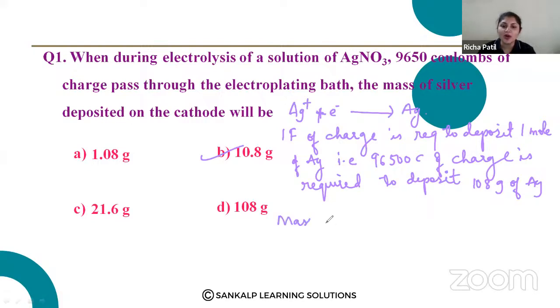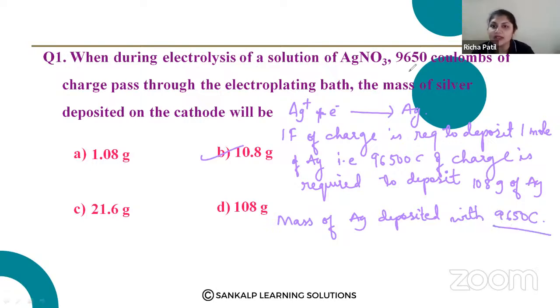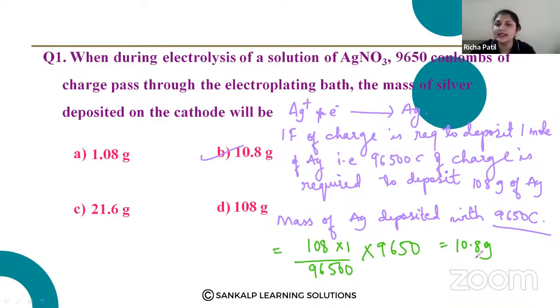Now how much mass of Ag is deposited with 9,650 C? So this is for one Faraday, and we have to see for 9,650 coulombs. When you supply this much electric charge, how much Ag is deposited? So it will be 108 into 1, divided by 96,500, into 9,650. You do the cross multiplication and you get 10.8 grams. So the answer is 10.8 gram.